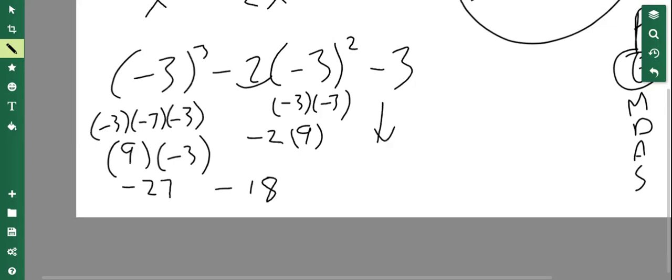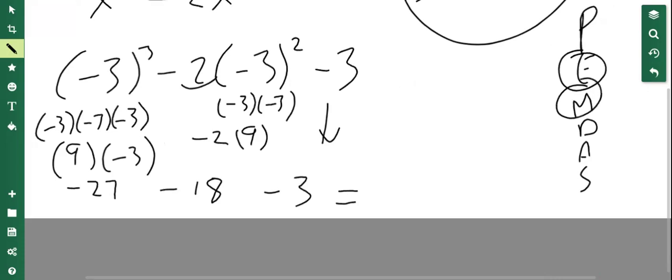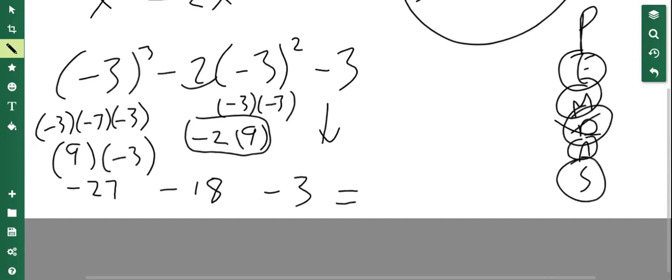And then we bring down that 3. That's all along. So we have negative 27, we have negative 18, or minus 18, minus 3. Well, we did all the multiplication, right? We did the multiplication here, and we did the multiplication. Well, this is part of the exponent. There was no division. There's no addition, but there is subtraction. And that's our last step.